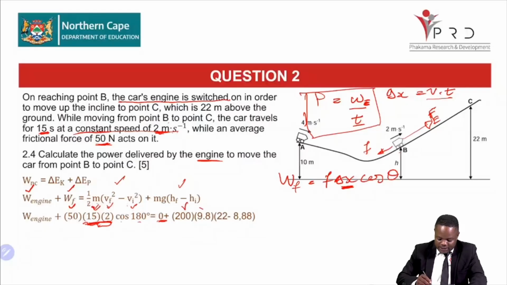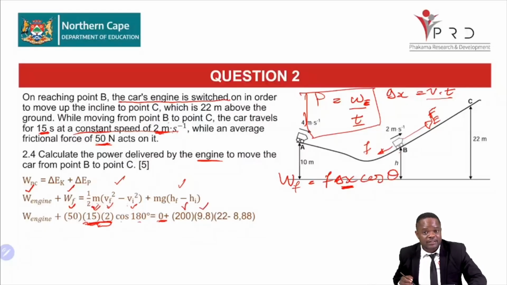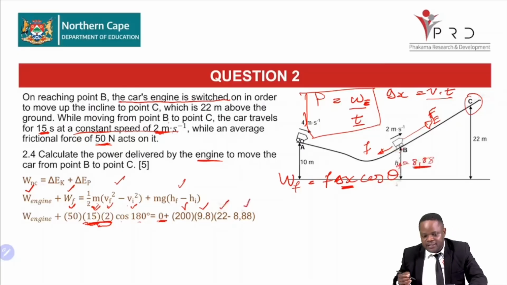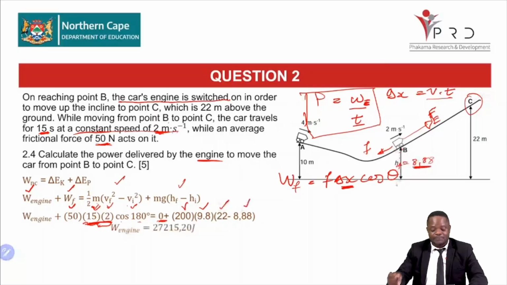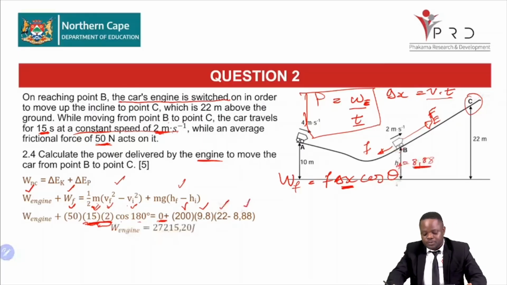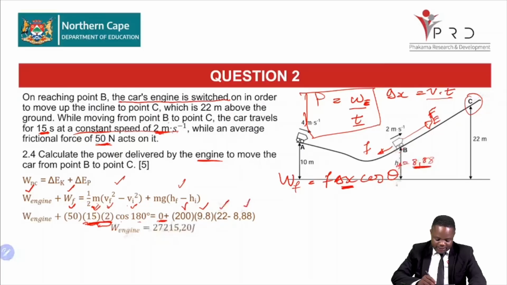Our mass is 200, our g is 9.8, and then the final height is 22, our initial height. We're moving from h_f. Remember we calculated this one. Our h_f was 8.88. You remember that in the previous question? Yes, so that was 8.88. So now you can substitute there and we get the work done by the engine to be 227,215.20 joules.